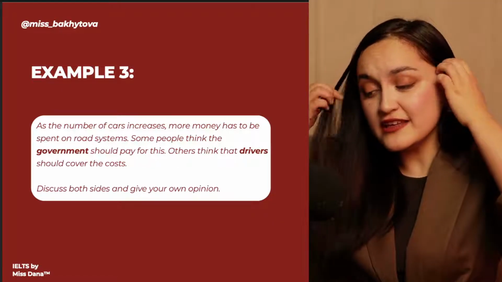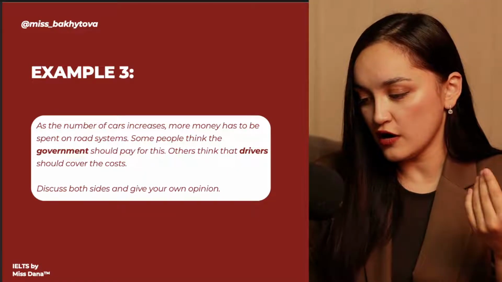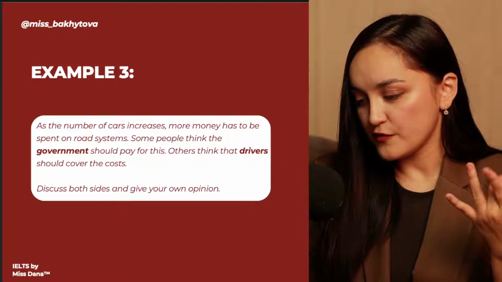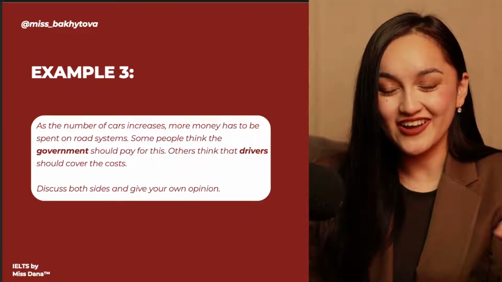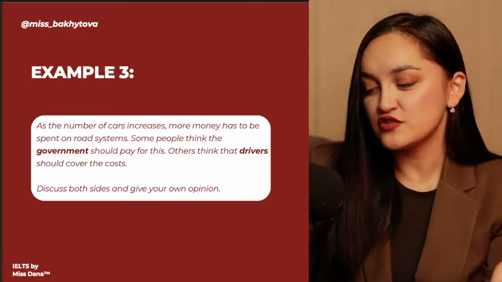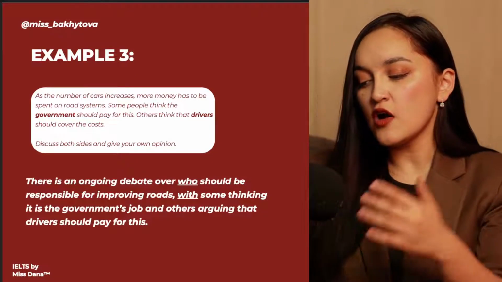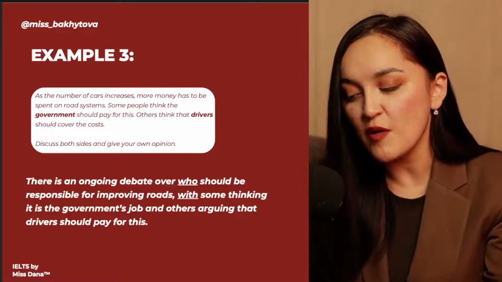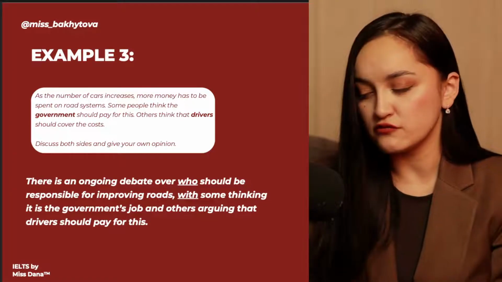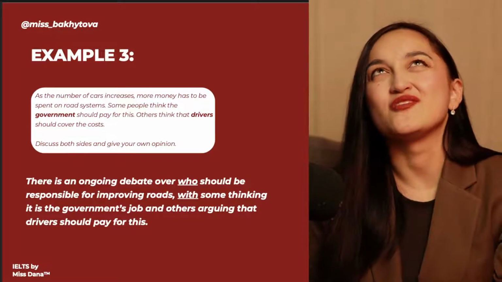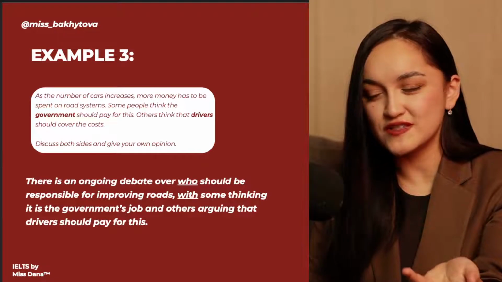So here the debate is who, right? Who should pay for road systems? Is it the government versus drivers? Okay, is it the government or the drivers? Government, drivers, who should pay for road systems? So this is what we're going to do. There is an ongoing debate over who should be responsible for improving roads, or maybe working on roads, right? Working on roads doesn't sound very good. Responsible for maybe funding road systems.